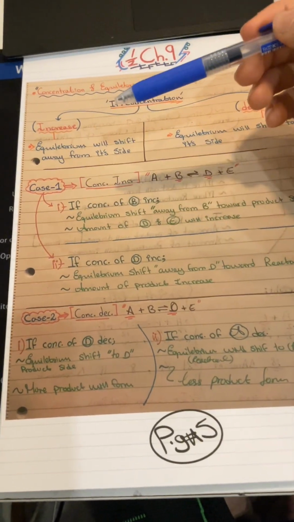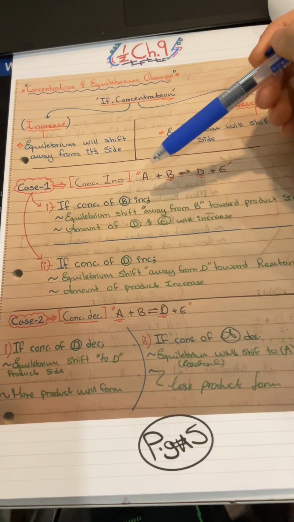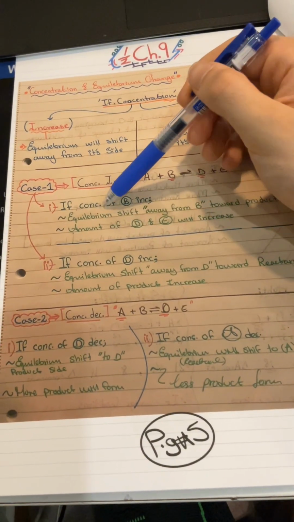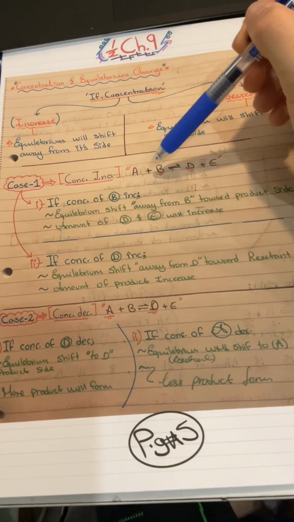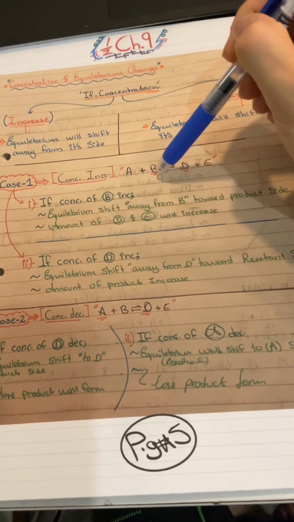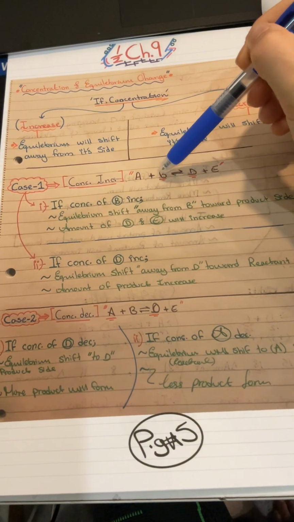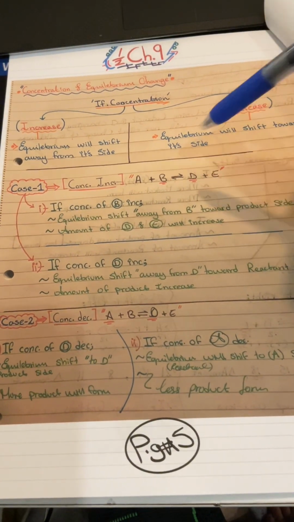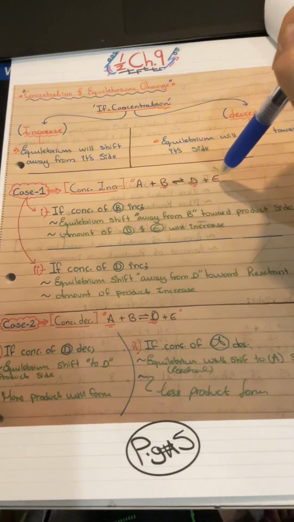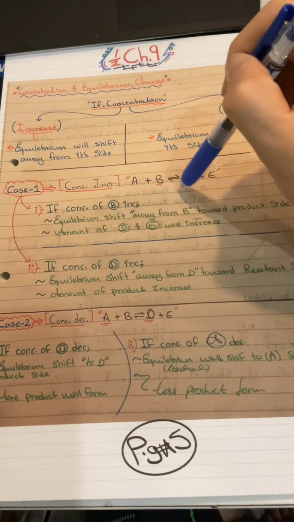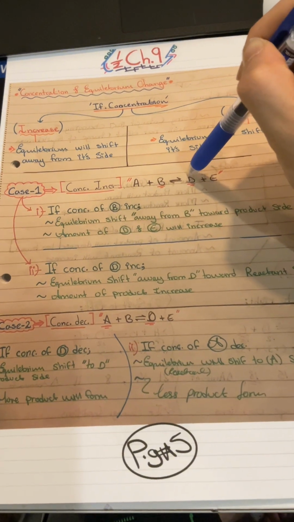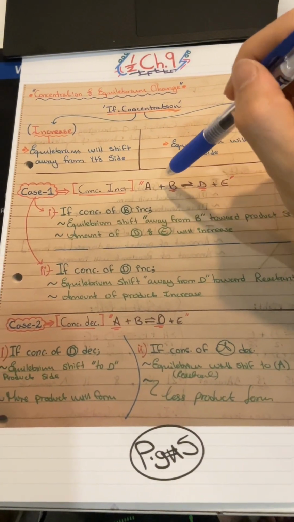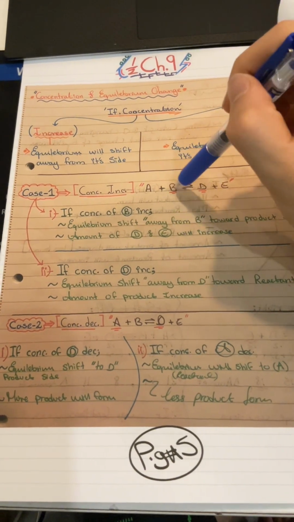In case 1, we will increase the concentration. A plus B is a reversible reaction to D plus E. Let's try and increase the concentration of B. So equilibrium will shift away from its side. Increase the concentration of B, equilibrium will shift away from B towards the product side. So product is favored and the amount of product, the amount of D and E, will increase. If the concentration of D is increased, it will shift away from D, going to the reactant side. The reactant side is favored and the amount of reactant A and B will increase.